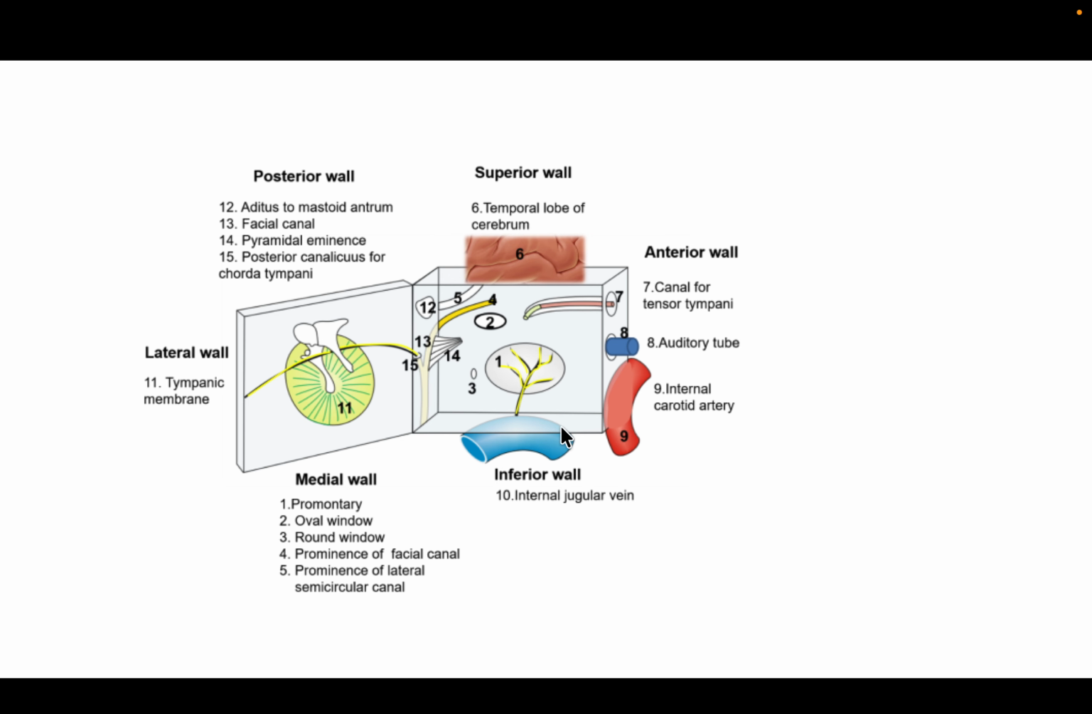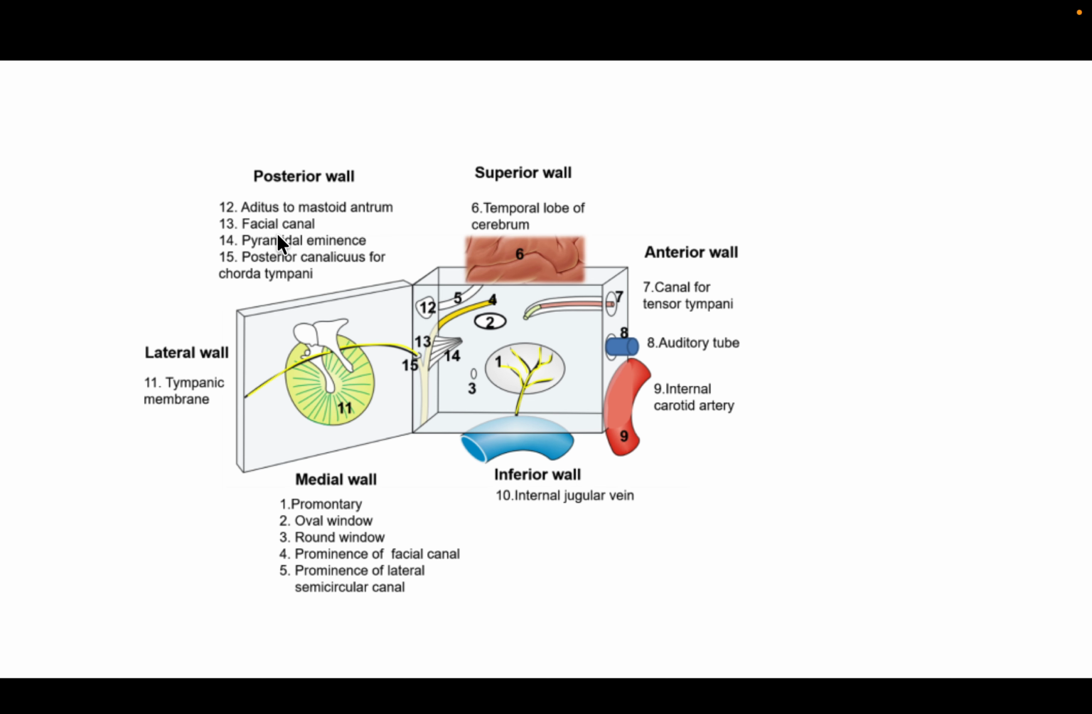Now this is again a diagram which is showing the various structures. The lateral wall is formed by the tympanic membrane. Then the medial wall has these structures: the promontory, oval window, round window, prominence of the facial canal, then the prominence of the lateral semicircular canal. In the anterior wall, these are the structures: canal for tensor tympani, auditory tube, and the bony plate separating it from the internal carotid artery. Then there is a thin plate of bone separating it from the internal jugular vein, so that is forming the floor. Then the roof is the tegmen tympani, separating it from the temporal lobe of the cerebrum.